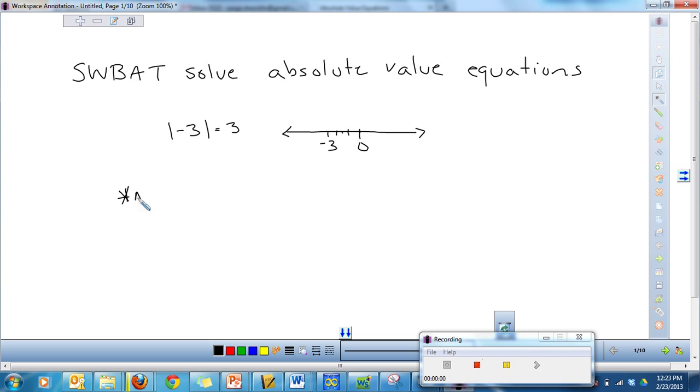Something to remember is that absolute value is always positive. We read absolute value as the positive distance that a number is from 0. The absolute value of 3 is going to be a positive 3, and the absolute value of -3 is 3. Alright, so let's do some examples.